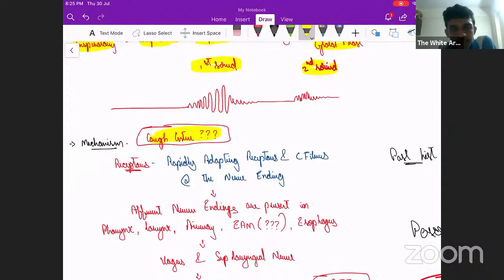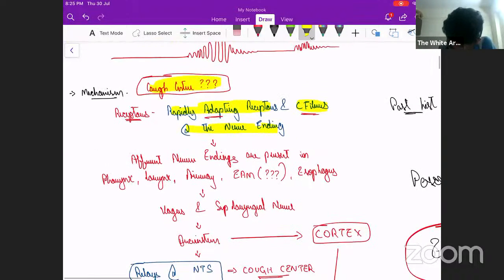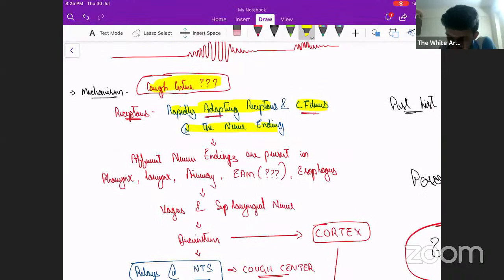So what are the peripheral receptors for the cough? First, what are the receptors that sense that there is some irritation or some foreign body or there is extra sputum which requires clearing? It is the rapidly adapting receptors, RARs, or C fibers. These are present at the nerve endings. When these get activated, the afferent nerve endings carry the impulse. Where are these receptors present? One is the pharynx, one is the larynx, one more is in the airway, one more is in the extraocular membrane.